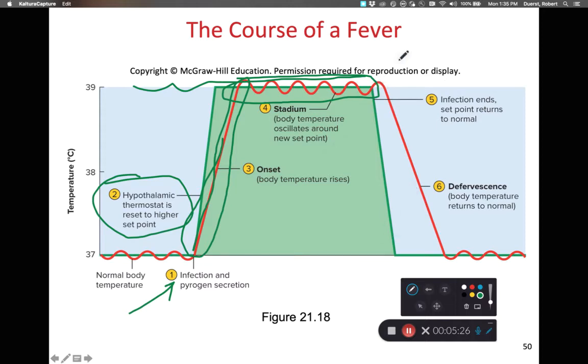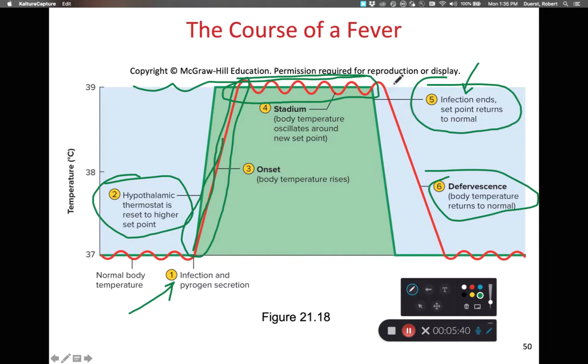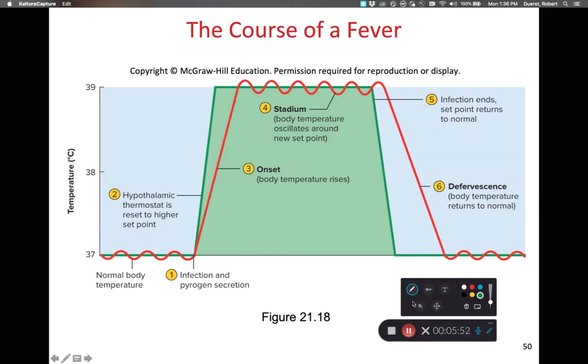And then finally, the source of the pyrogens is eliminated. The infection has ended, and we go to the defervescence phase. During this phase, the pyrogens are removed from the bloodstream. We have immune clearance of the pyrogens, and the body's thermostat is set back to its previous body temperature, by definition, 37.5 degrees Celsius.